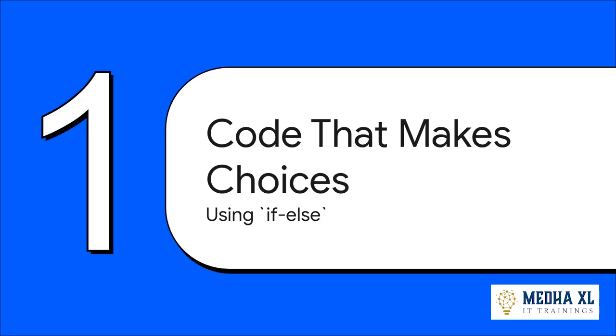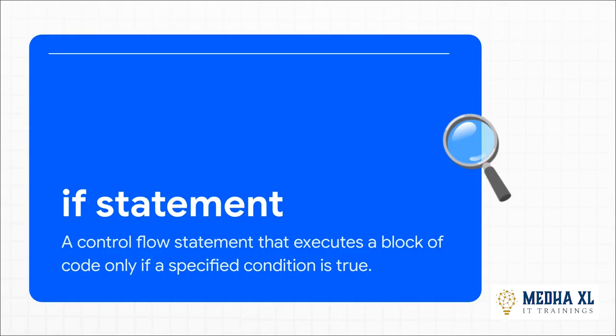Okay, so first up, creating those forks in the road. How do we get our program to actually look at a situation and decide, should I go left or should I go right? This is really the heart of decision-making in code. And the very first tool we're going to grab for this is the if statement. Seriously, just think of it like a gatekeeper. It asks a simple true or false question, and if the answer is true, it opens the gate and lets the code run. If not, the gate stays shut.